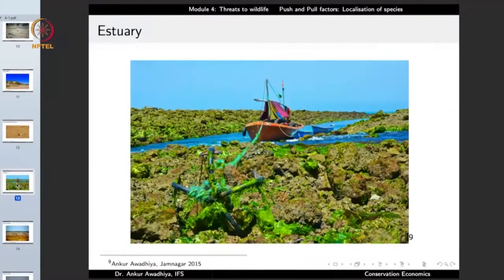Another habitat we have in our country are estuaries. Now, estuaries are those areas where a river meets the sea. And typically, we will find a gradient of salinity in an estuary. From fresh water in the river to brackish or saline water in the sea, and there will be a region where the salinity is in between. So, we will find a gradient of salinity.